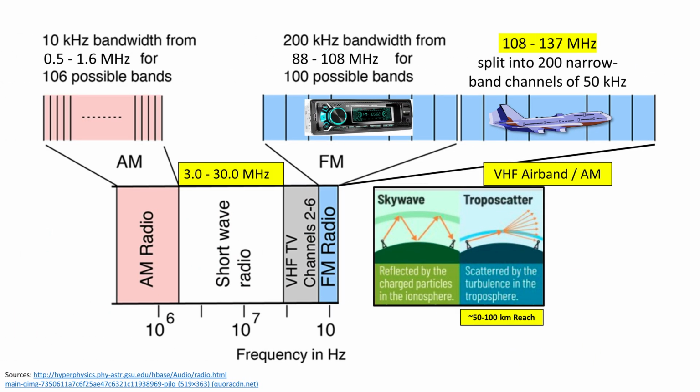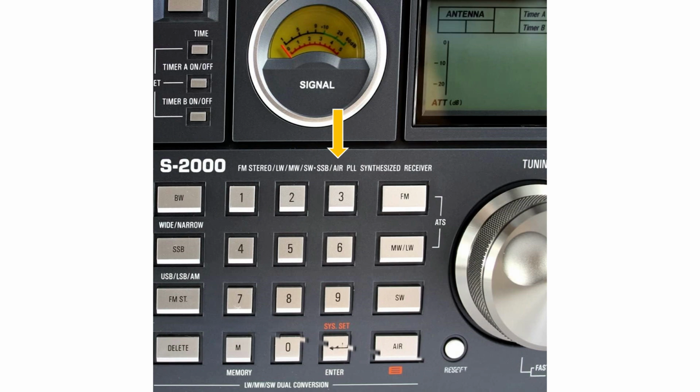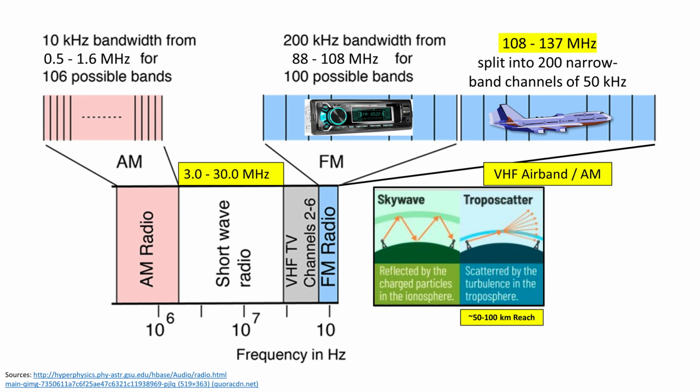Now, take a look at the basic theory of the airband. FM radio is located between 88 and 108 MHz. Airband is a bit above FM, between 108 and 137 MHz. A standard radio is not able to reach these frequencies. You need a special device supporting the airband. This feature is always indicated as air on your device. The frequency range is split into 200 narrow band channels of 50 kHz. I will show you some examples in a few seconds.